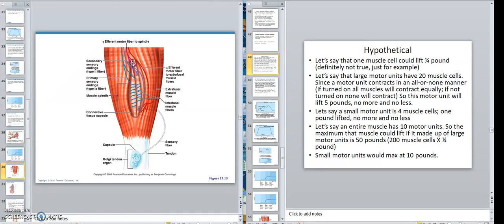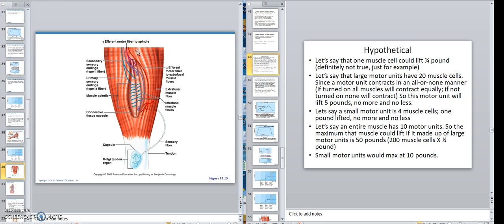Now here we go with something else. Listen to me. Right here, this muscle is attached to the bone by a tendon. Now let's think about that. This muscle is attached to the bone by a tendon. So we've got the tendon and we've got the muscle.